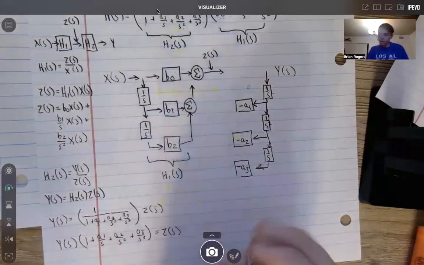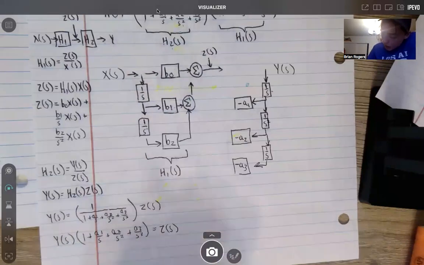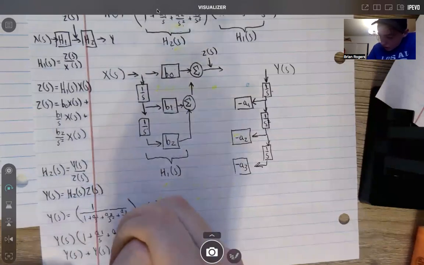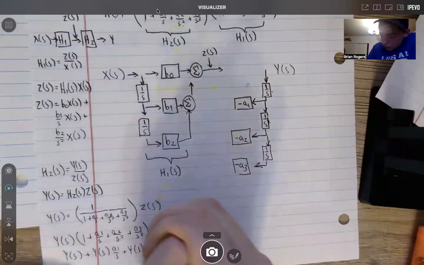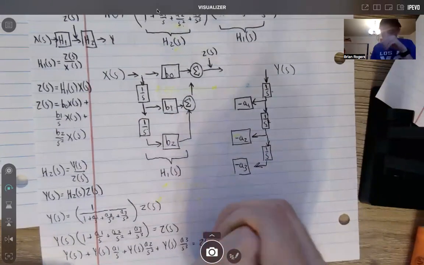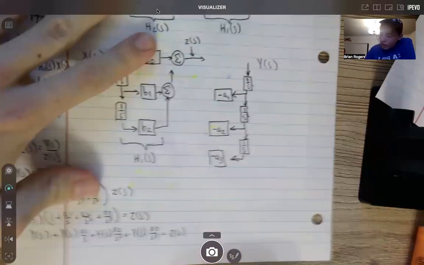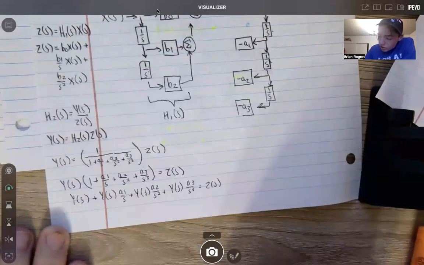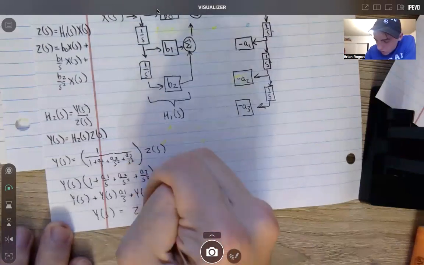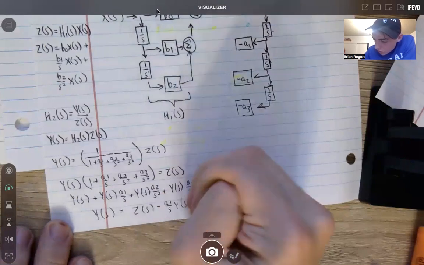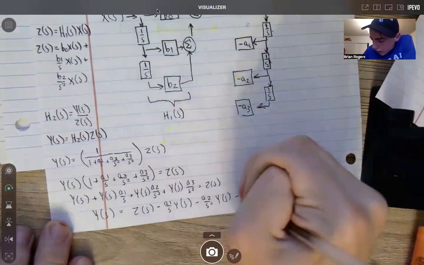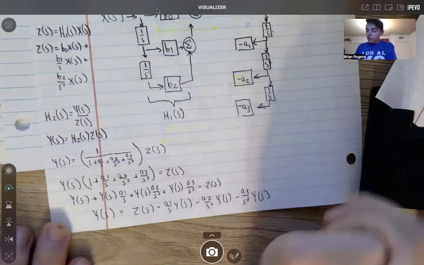So we got it here in better terms of Y of S. Here we have Y of S plus Y of S times A1 over S plus Y of S times A2 over S squared plus Y of S times A3 over S cubed is equal to Z of S. Okay, now we got it in that format, but now we need to put it all in terms of Y of S. I'm going to have Y of S equal to Z of S minus A1 over S Y of S minus A2 over S squared Y of S minus A3 over S cubed Y of S.